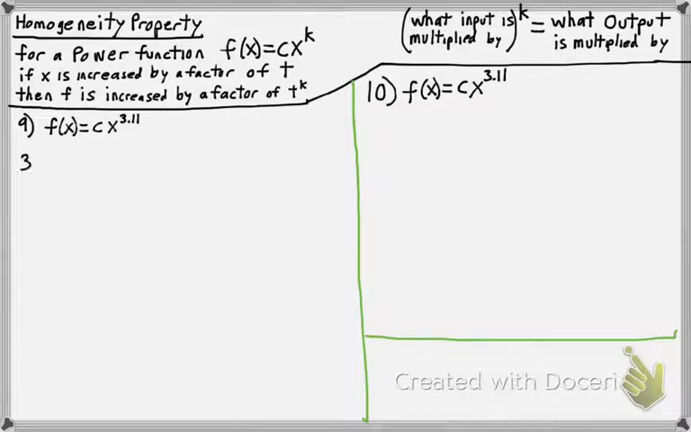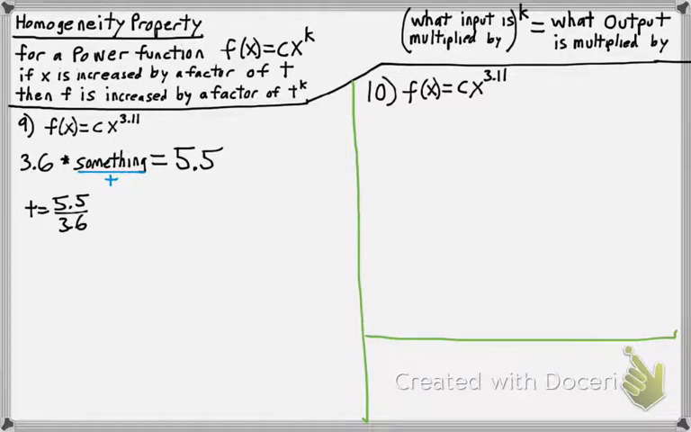So 3.6 times something is equal to 5.5. And we can figure out what this is. If you want to use t, so if you just want to call this a variable, we can call it t. To solve for t, you would really just need to divide both sides by 3.6. So t is going to be 5.5 over 3.6.